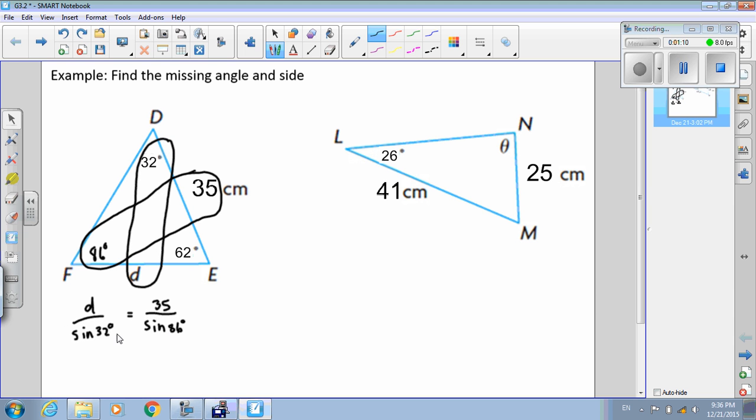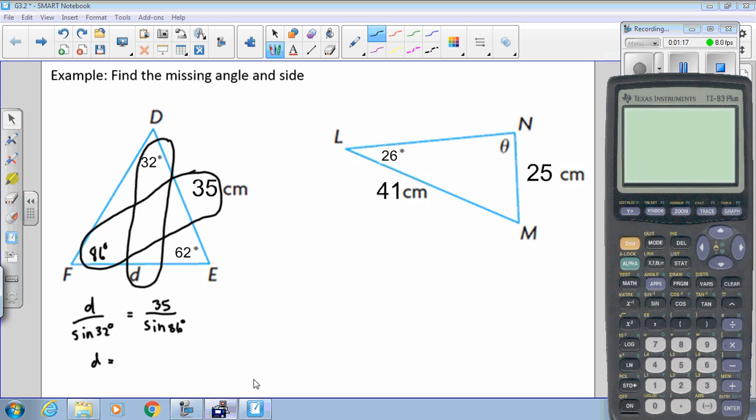So to find my answer, I'll divide these two numbers and I'll multiply by this number. So let's do that. D would be equal to, let's do that in the calculator. On my calculator, I'll just punch in 35 divided by sine 86 equals, multiplied by sine 32 equals 18.6. Does that make sense?